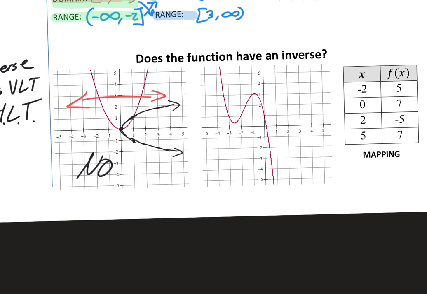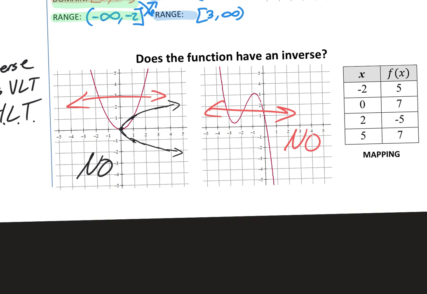All right, so we go here. Does this one pass the vertical line test? Vertical line test, yes. Horizontal line test, no. So it's not going to work.